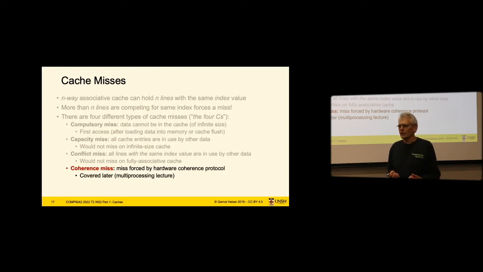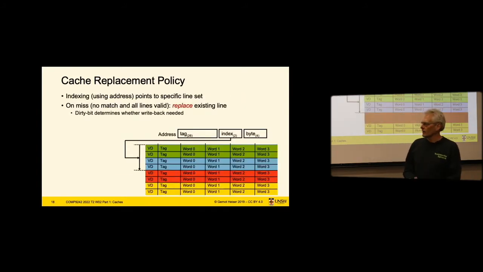But the question is, if we have one of these misses, then obviously we need to fetch some data, right? It goes into the specified set, that's how the lookup works, as we explained before. If there happens to be a line in the set that's not valid, then we could just load it in that one, no damage done, and keep executing. But in general, all the lines are in use, and then we have to determine which one we throw out. And that's a policy.